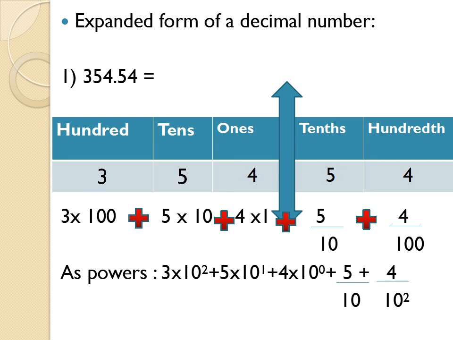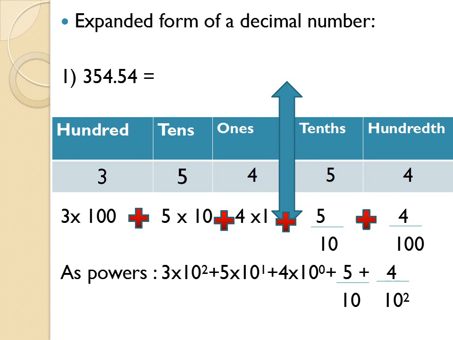Now let's revise how to write the expanded form of a decimal number. If we have this number 354.54, how will we write it as an expanded form? Look at this table. First, we want to put each number in its suitable digit.